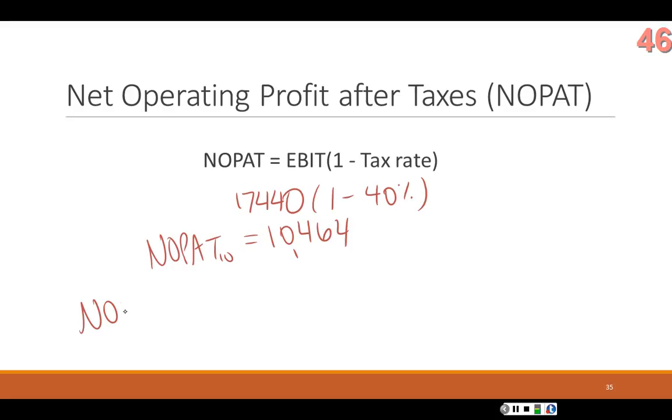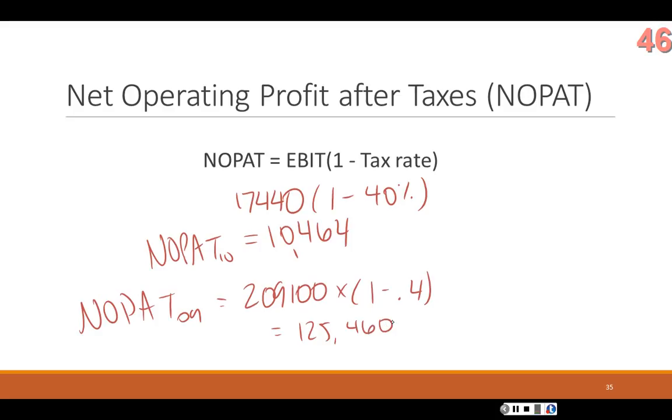We can do the same thing for 2009. In 2009, they had earnings before interest and taxes of $209,100. Multiply that by 1 minus the tax rate of 40%. And that gives us $125,460.